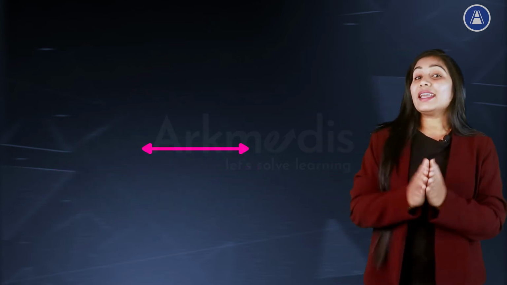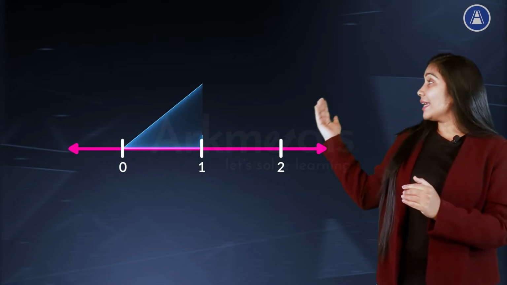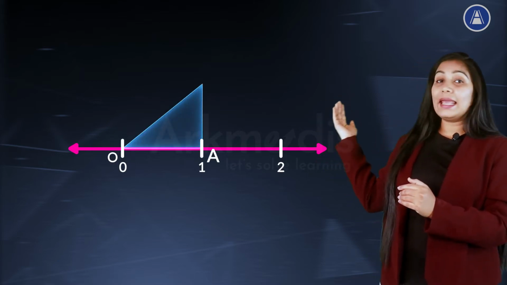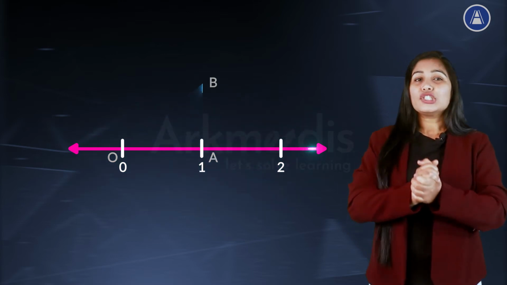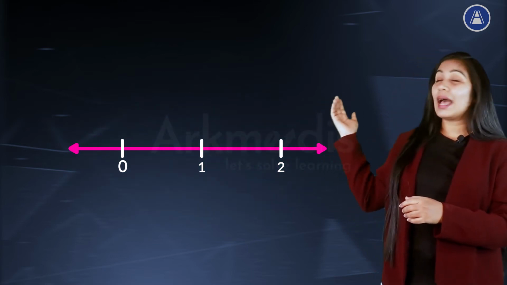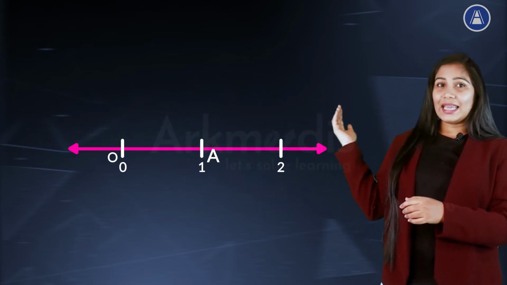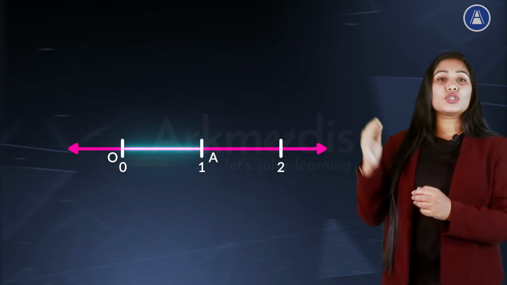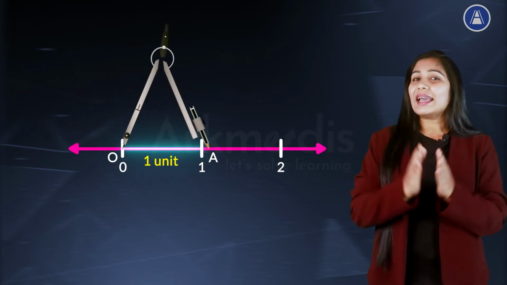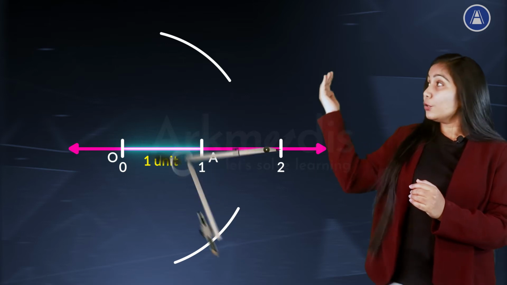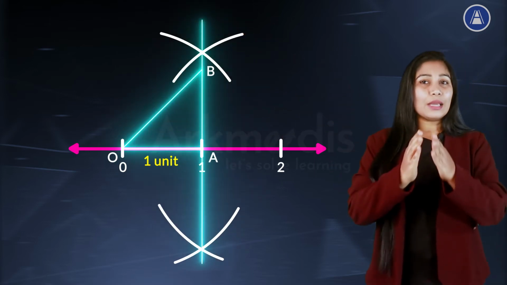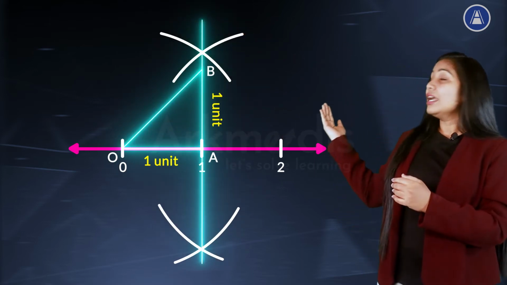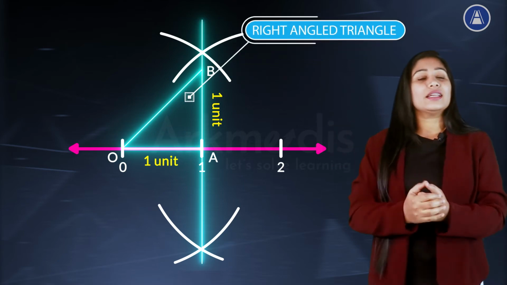For that, take a number line and draw a right angle triangle OAB on this number line. Here I am marking 0 as O and 1 as A such that OA is equal to 1 unit. Next, take another point B which is 1 unit away from A, that is AB is equal to 1. Here, triangle OAB is a right angle triangle.